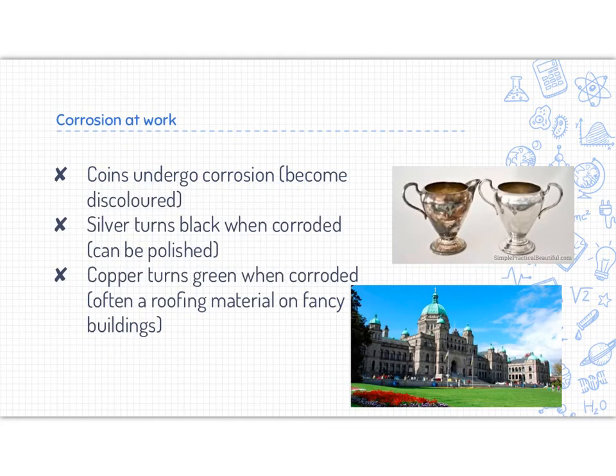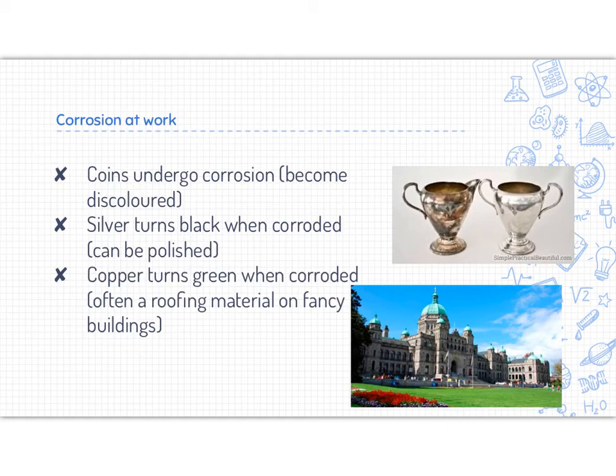Corrosion at work. So we see, again, corrosion in a few different places. Coins undergo corrosion as they become discolored as they age. You could see this if you have an older coin and a newer coin. You can clean coins up by dropping them into vinegar though, and that will take away some of this corroded metal. So vinegar and acid can help us kind of negate those corrosion properties.